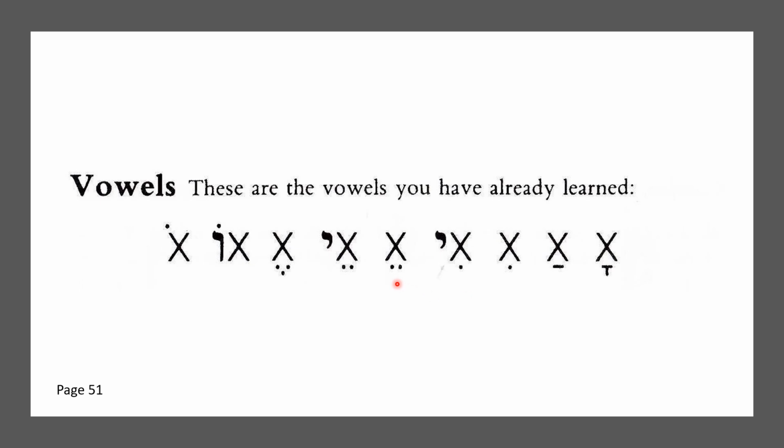We have the tsere, AY sound. With or without the yud, it's AY. Then we have the segol, the eggs sound, three dots. And then we have the cholim, which is the dot above and to the left, or the cholim vav, which is the dot above the vav. Both of these are pronounced O sound, okay?